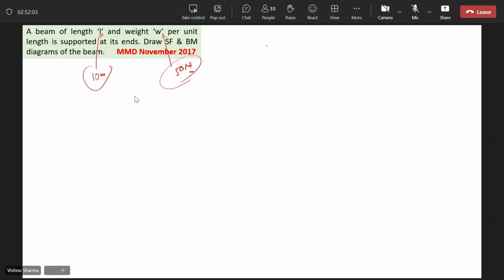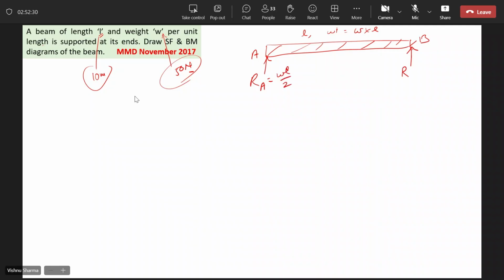What can you do? You have this beam, length L, weight W into L, because it is W per unit length. So total weight will be WL. It's of uniform cross section, supported at the ends. Let's say A and B. RA will be WL by 2. Am I right, guys? Yesterday it was 25-25. Yes or no? Yes, sir. WL by 2.